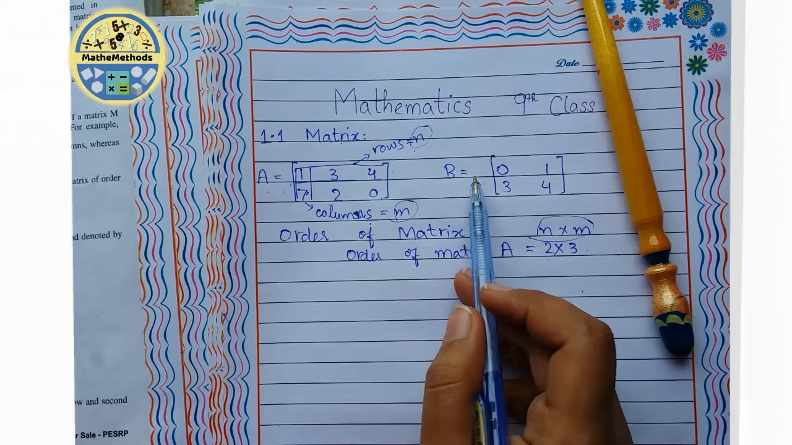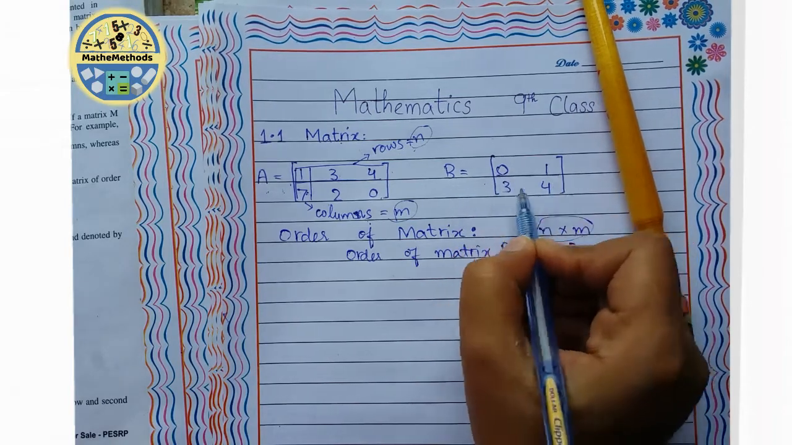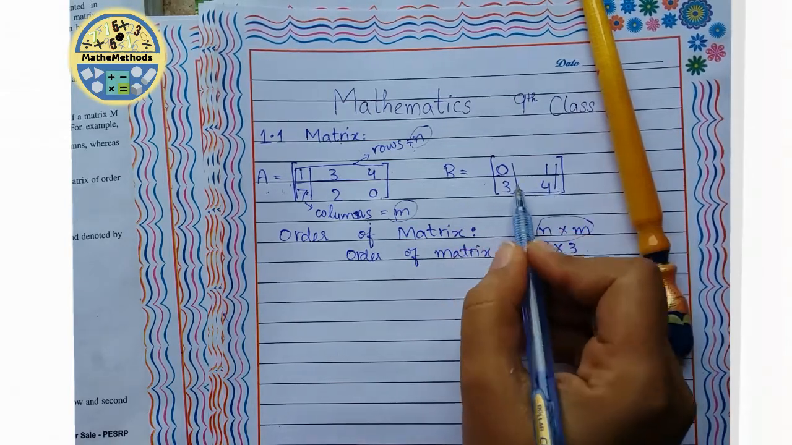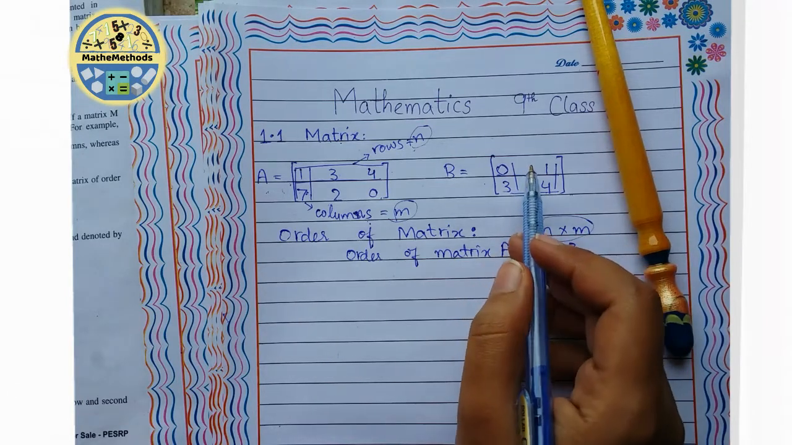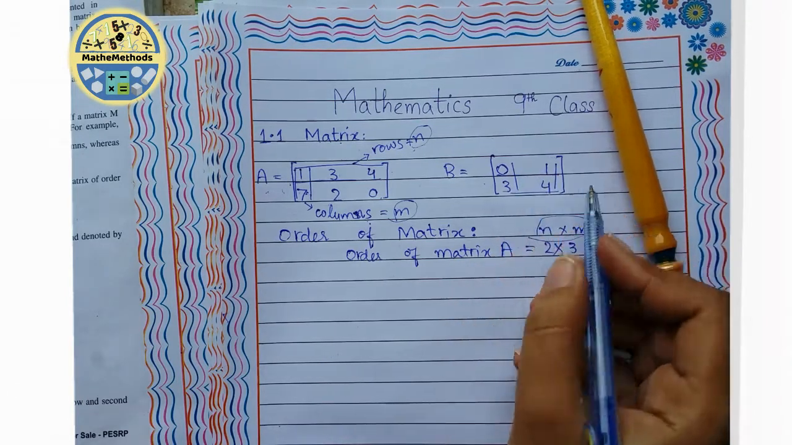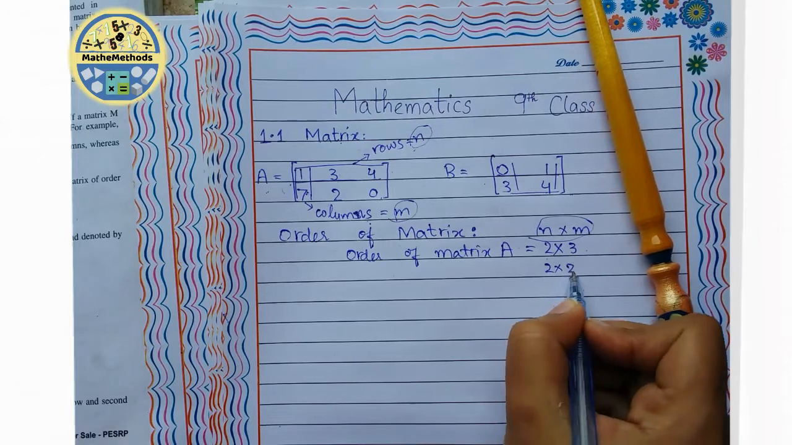Similarly, the order of matrix B is there are 2 rows and 2 columns because this is a square matrix. So the order of this matrix is 2 cross 2.